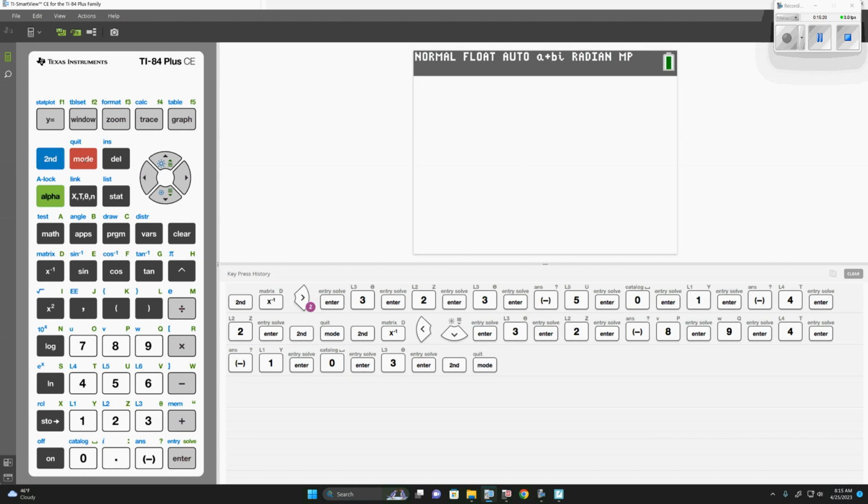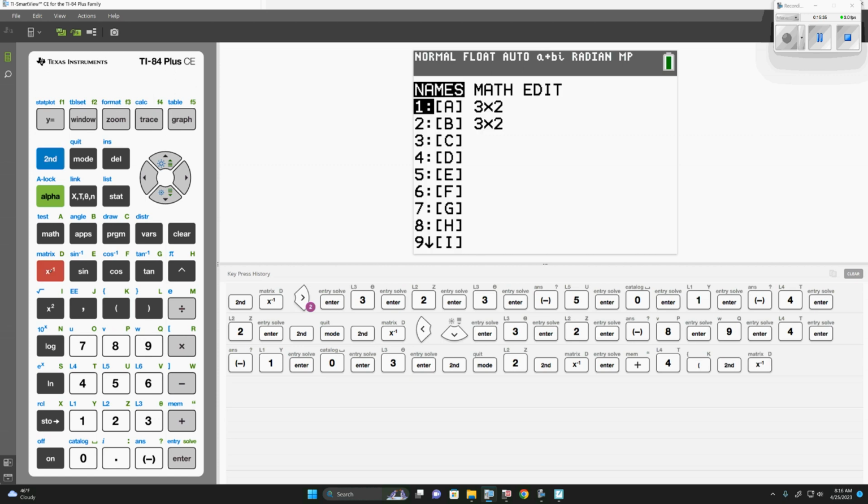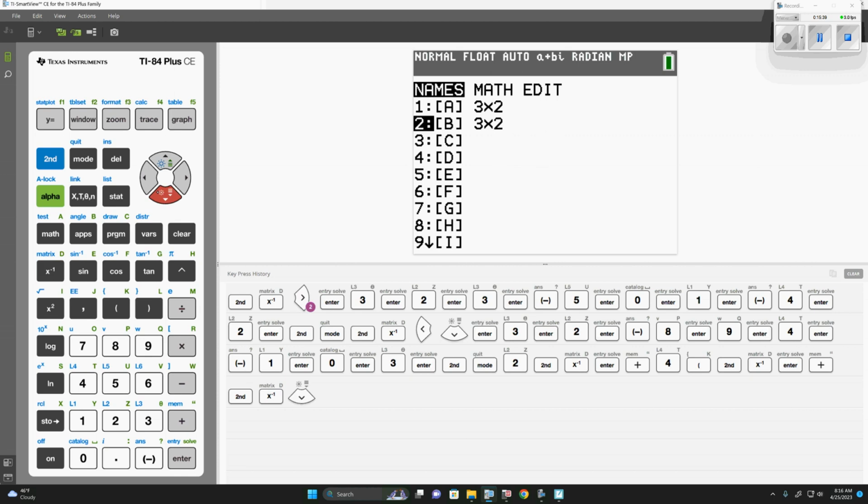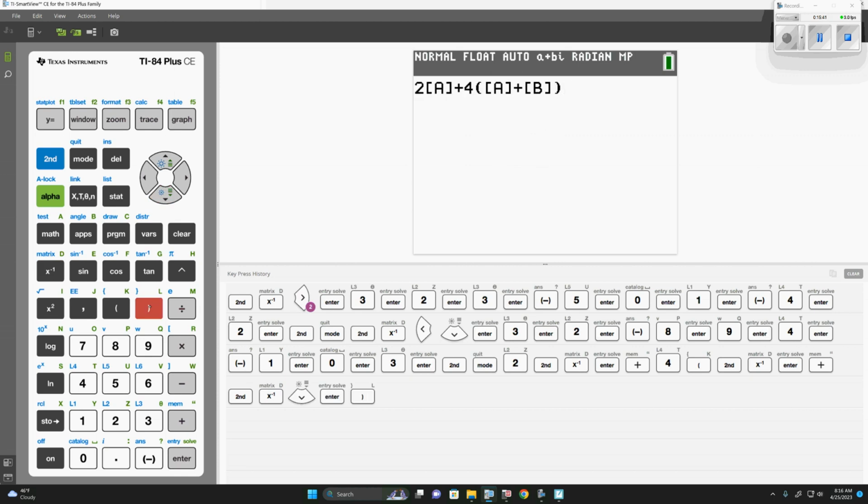Questions on how we put those two in? We good with typing matrices in? Now, we can type it out exactly as they said. So 2 times matrix A plus 4 parentheses, second matrix A plus second matrix B, close parentheses.